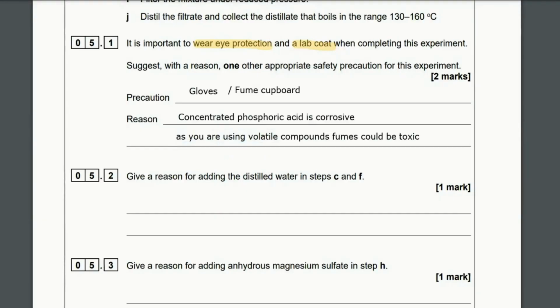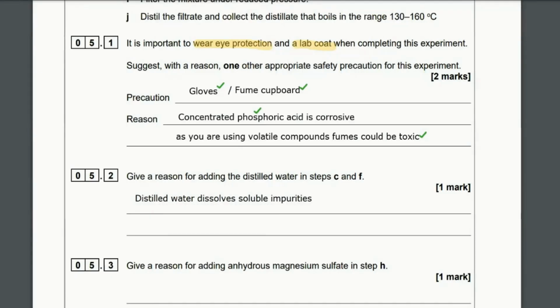Give a reason for adding the distilled water in steps C and F. So why do you add distilled water? Well, the distilled water will dissolve any soluble impurities, things that can dissolve in water. You can then get rid of the aqueous layer. So distilled water dissolves soluble impurities. That's your answer for 5.2.